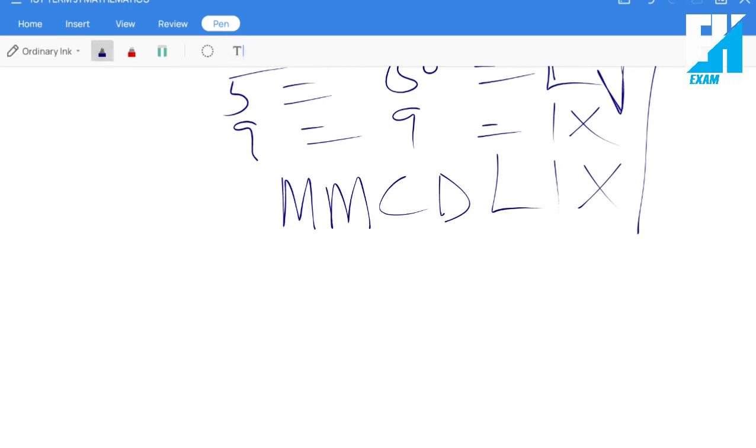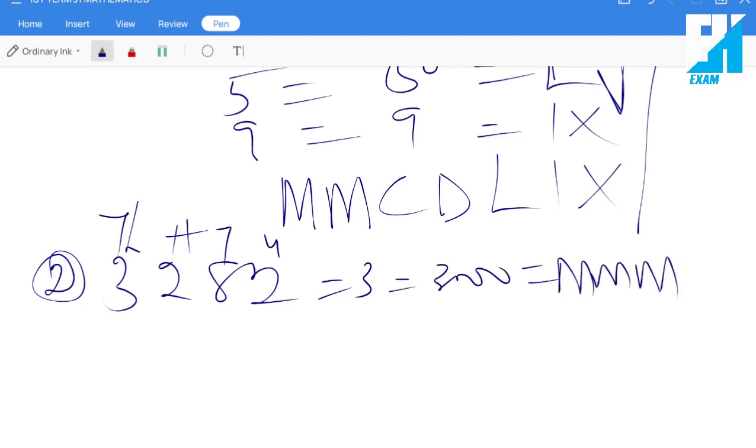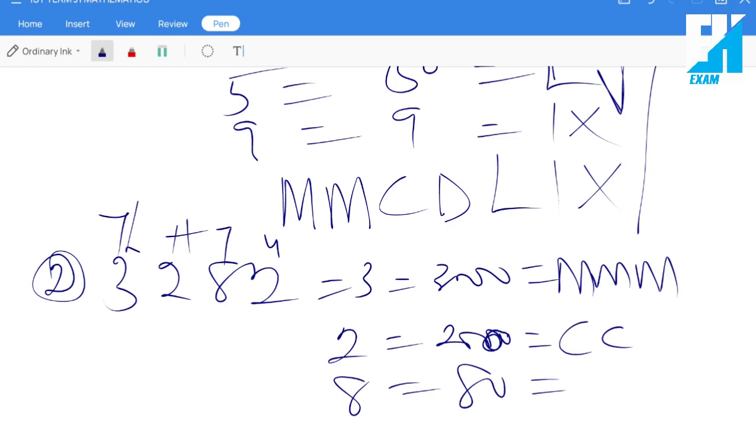The second one is 3,282. Units, tens, 100, 1,000. It will give you 3,000, which is M. And your 2, which is 200, is going to be CC. And your 8 tens is 80. That's going to be LXXX. And your 2, which is 2 units, is going to be II.